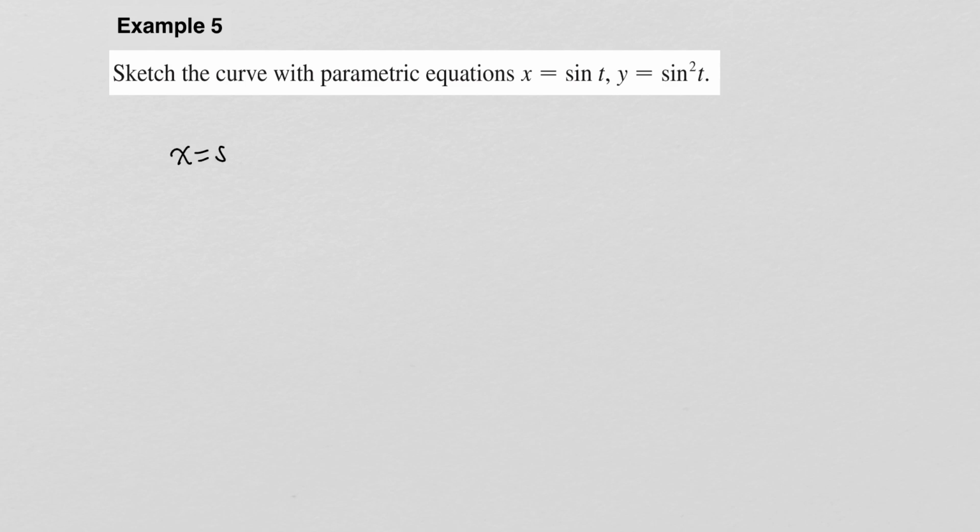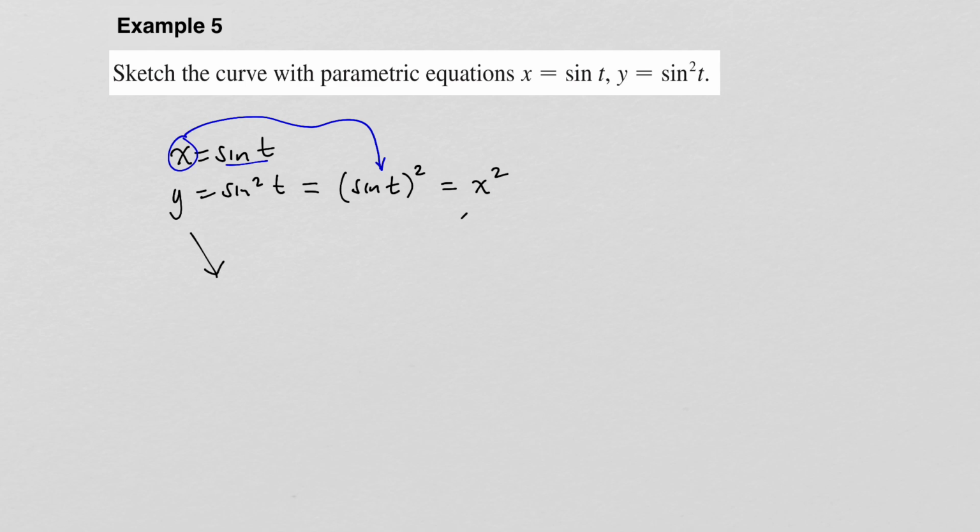So if x is equal to sine of t and y is equal to sine squared of t, you certainly could plug values of t in and find points x and y. But actually it's much easier to just recognize that if x is equal to sine of t, you can express y as sine squared of t, which is the same as sine of t quantity squared. And now we can put x in here replacing sine of t. And if we do that, we end up getting the equation y equals x squared.